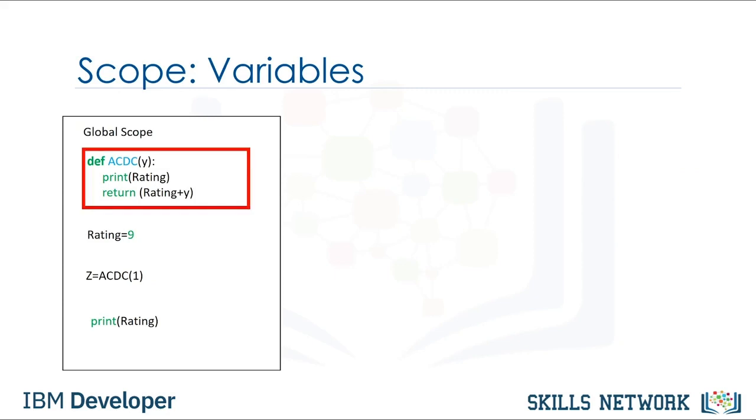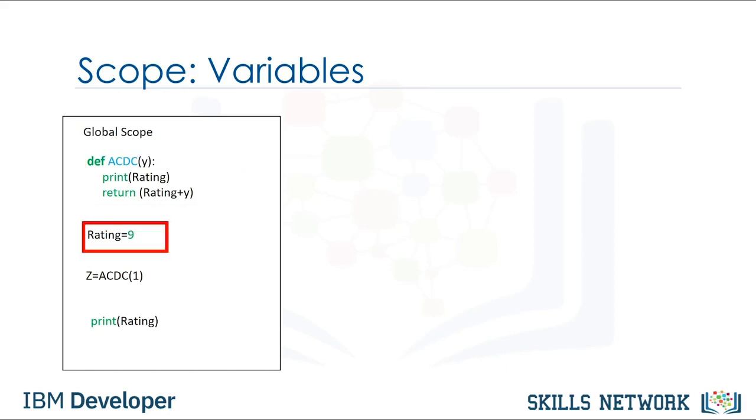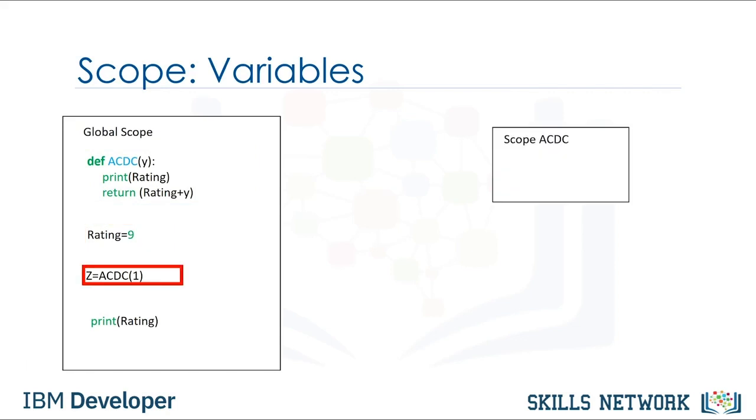Consider the function ACDC. The function has the variable rating with no value assigned. If we define the variable rating in the global scope, then call the function, Python will see there is no value for the variable rating. As a result, Python will leave the scope and check if the variable rating exists in the global scope. It will use the value of rating in the global scope within the scope of ACDC.